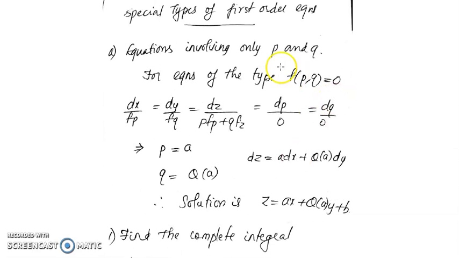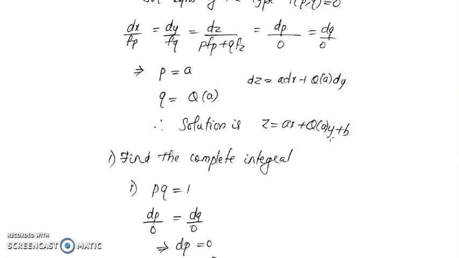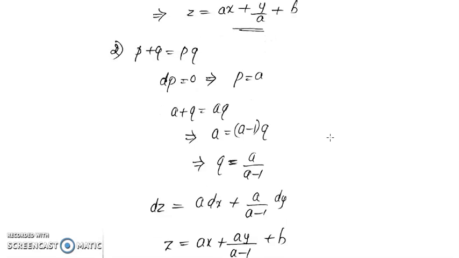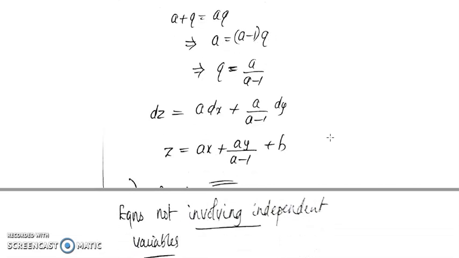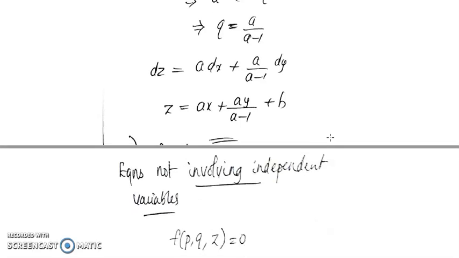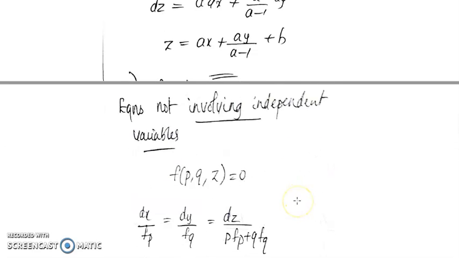The equation is of the form f of p, q equal to 0. Now the second type of equation is an equation not involving the independent variables, that is x and y. Okay, so suppose you have a PDE of the form f of p, q, z equal to 0.